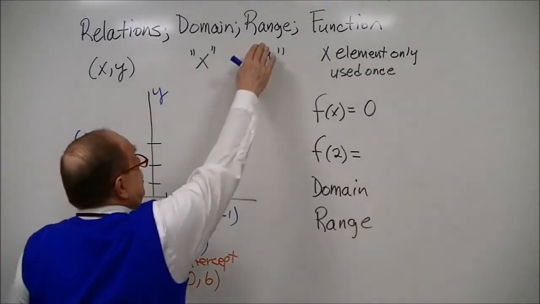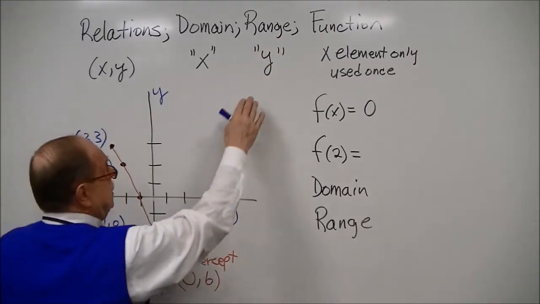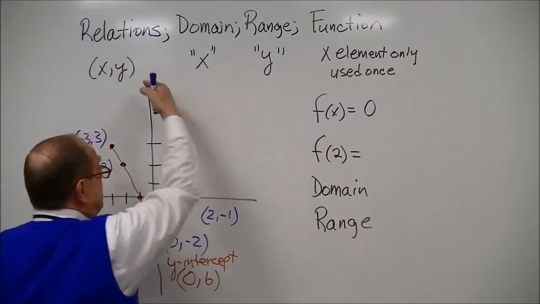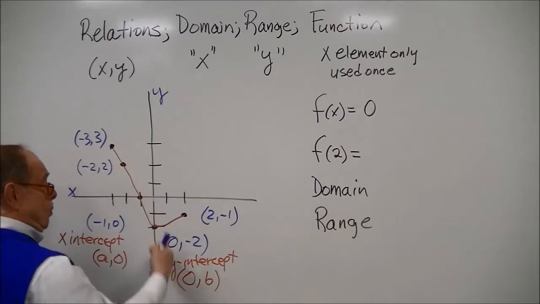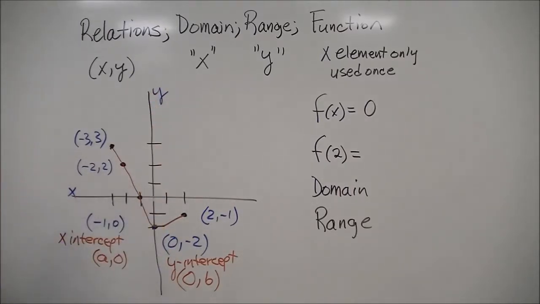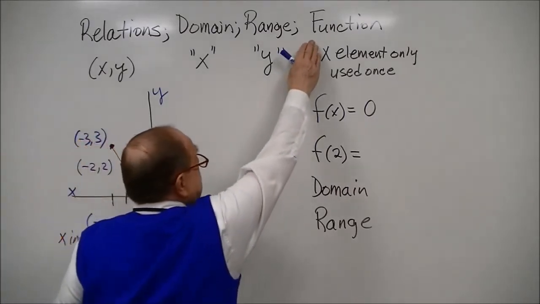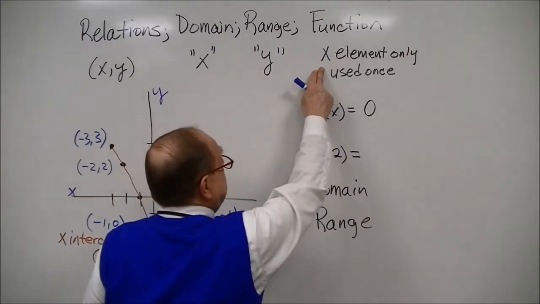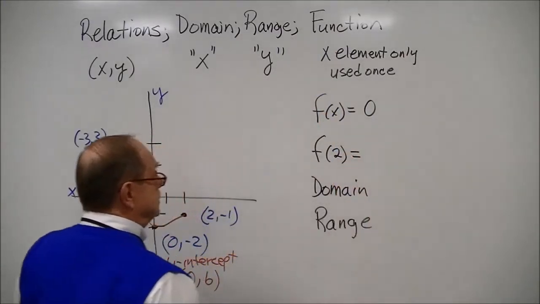Then we have the word range, which refers to the y elements, the y values, which are along the y-axis, so it's vertical values here. And then the other word that we've mentioned a number of times is function. We say something is a function if the x element is only used once.